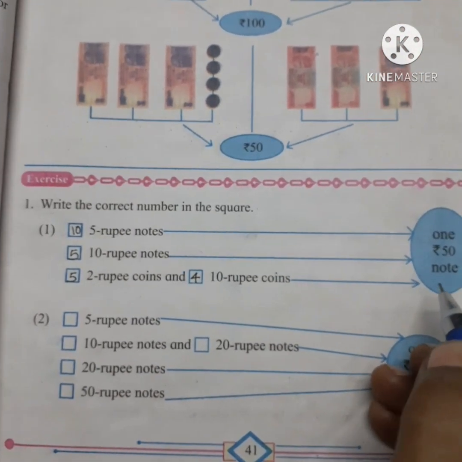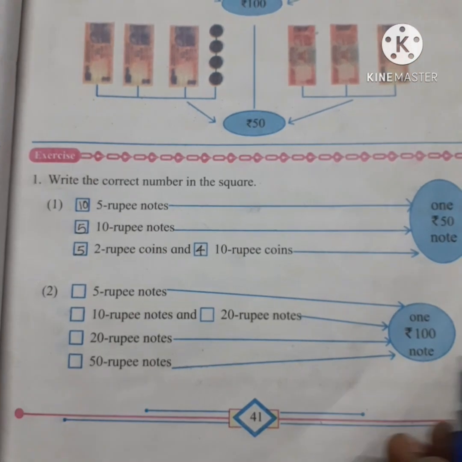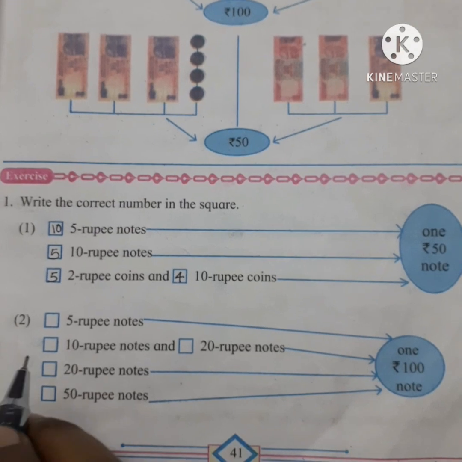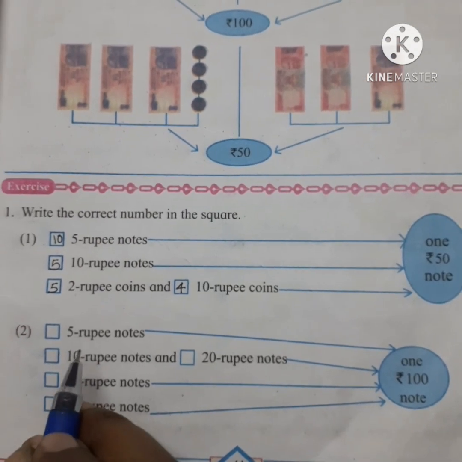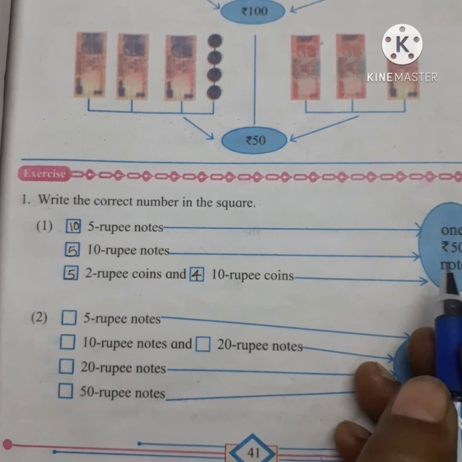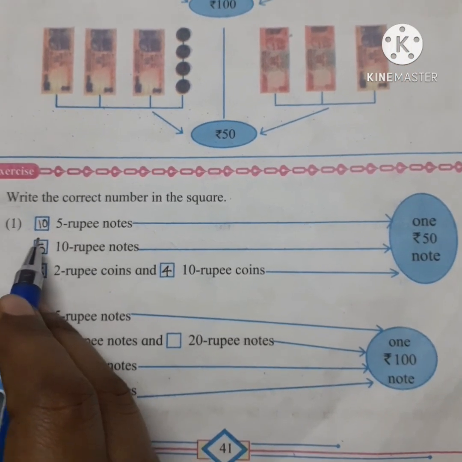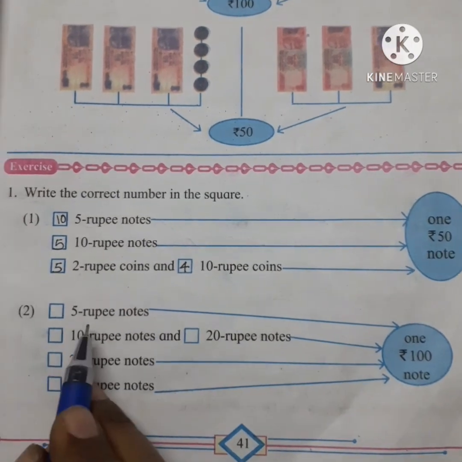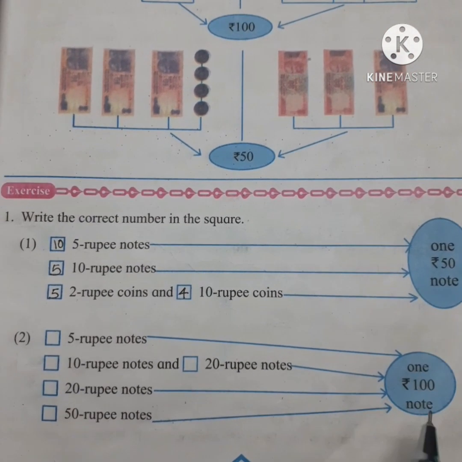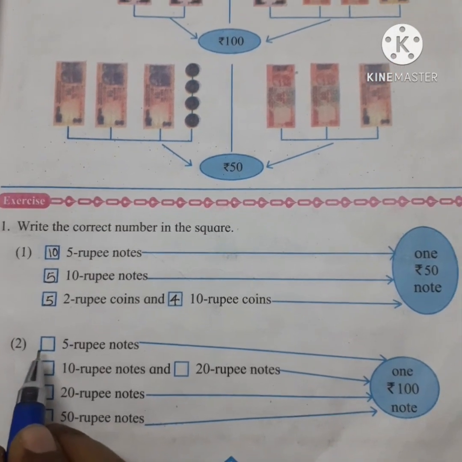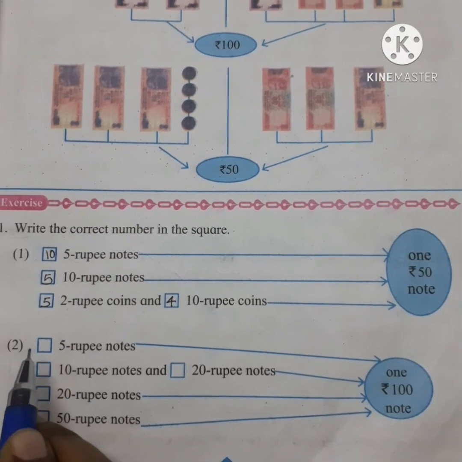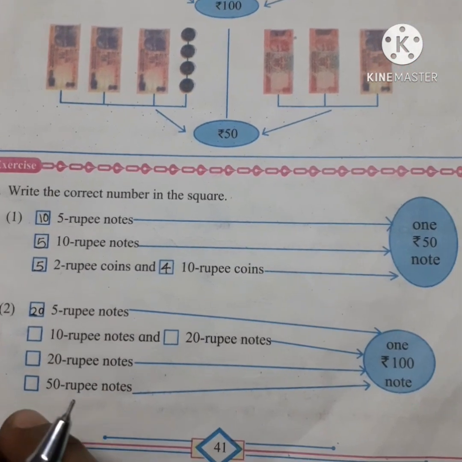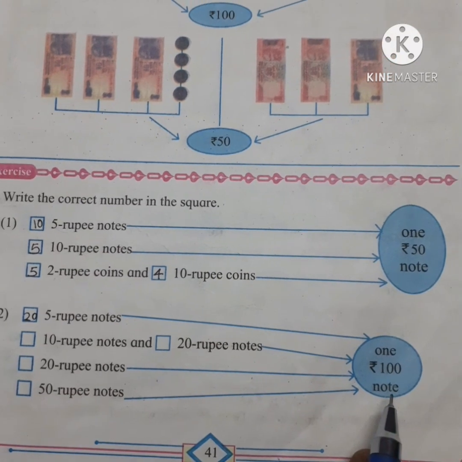Clear? Same way you have to do the second question, but here the note given is a 100 rupee note, one note of 100 rupees. So the question is, if I will take the 5 rupee note, see, 5 rupee note I have taken for 50 rupees, so it was 10 notes. Same 5 rupee note if I will take for making 100, so 5 10s are 50, so 5 20s. Means if I will take 20 notes of 5 rupees, then it will make 100 rupees.